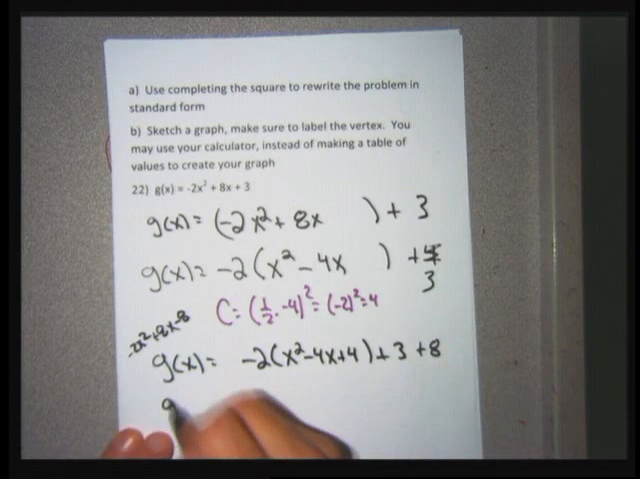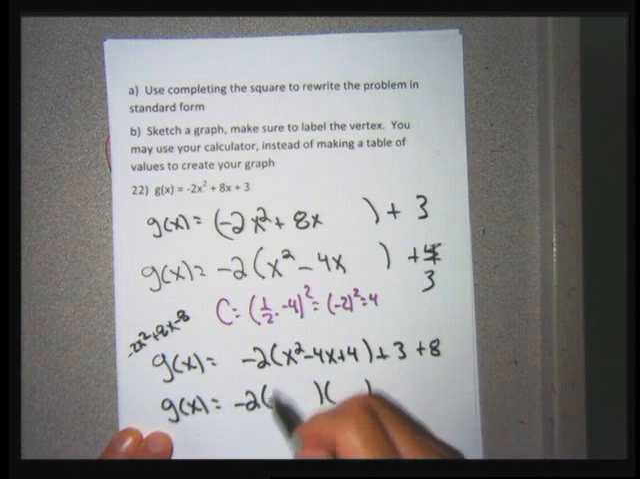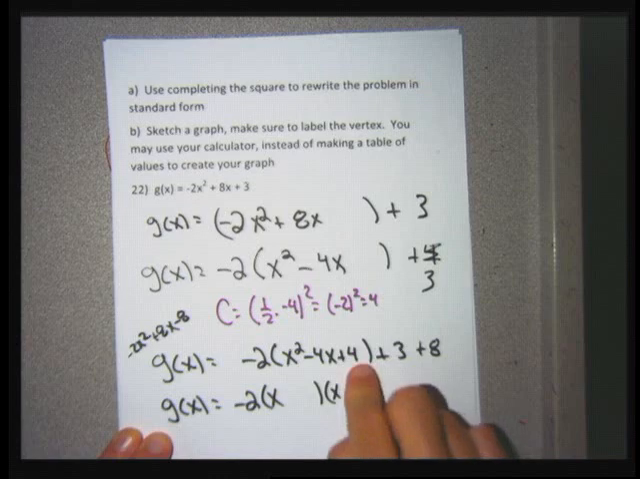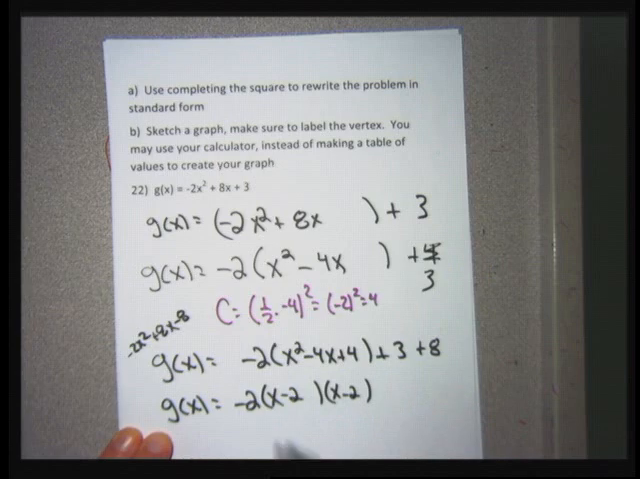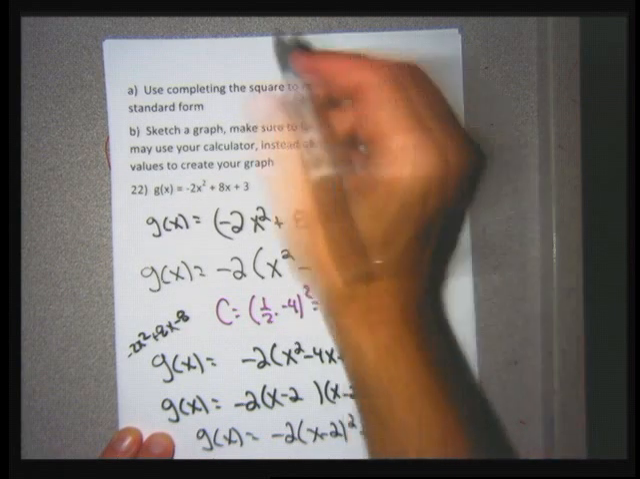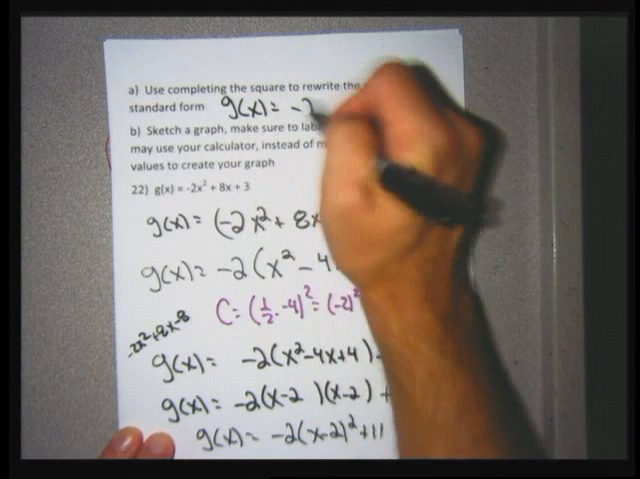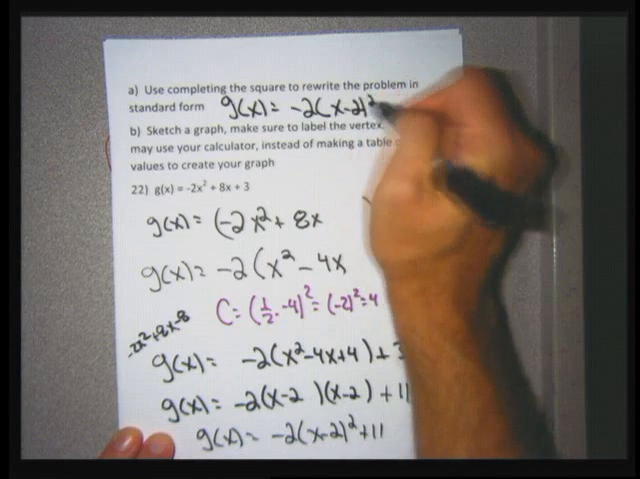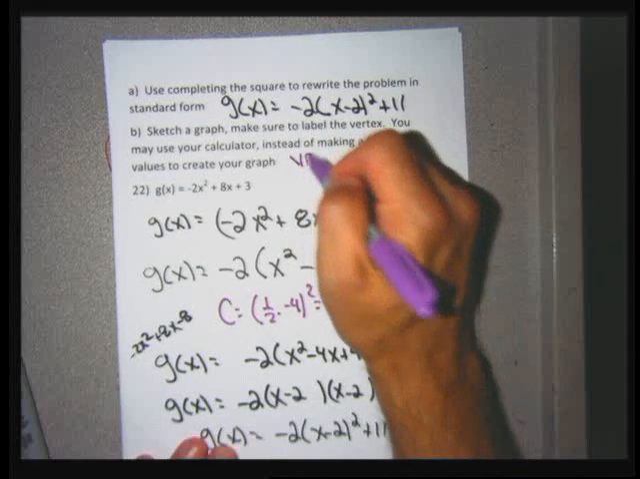Now I'm going to factor. I'm going to go g of x equals. I'm going to leave the negative 2 alone. It doesn't impact the factoring. The last need to multiply to 4, add to negative 4. They're going to be minus 2 and minus 2. The 3 and 8 add up to 11. So this is going to give me g of x equals negative 2 times x minus 2 squared plus 11. So this is rewriting the problem in the standard form. So now I can look at it and know what the vertex is. The vertex, I changed the sign of that 2 from negative to positive 2.